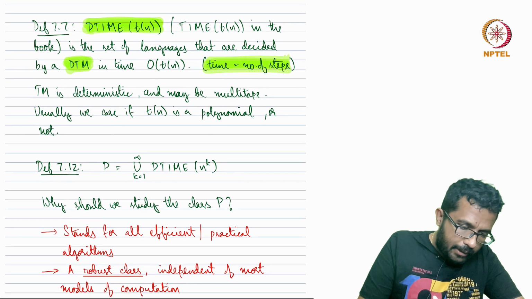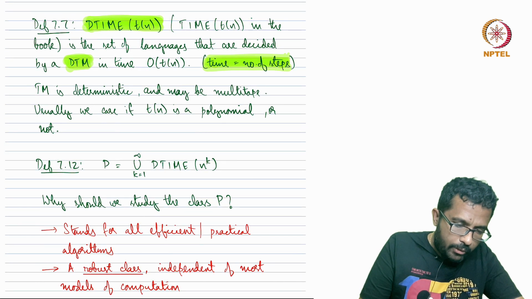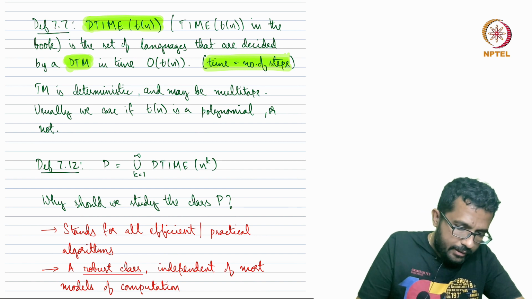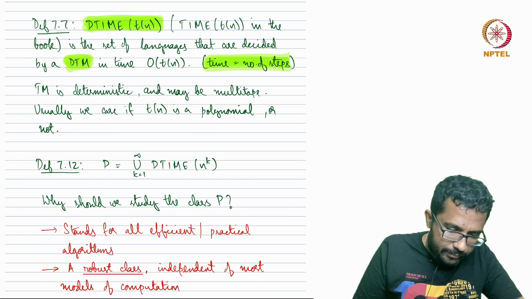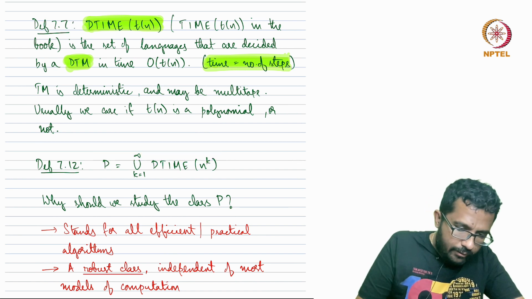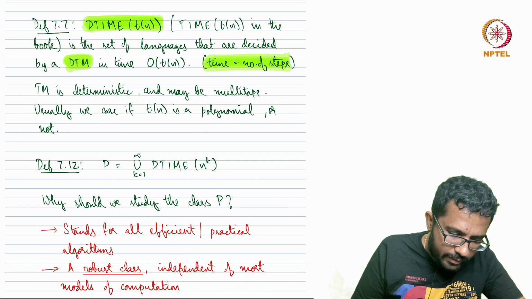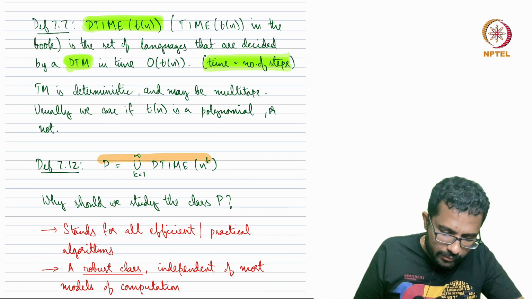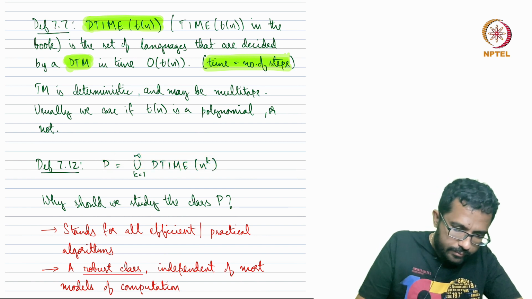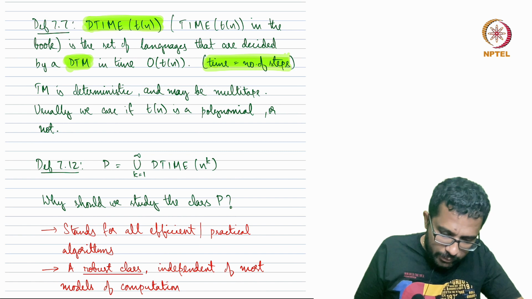And now we come to one of the most important definitions in this... okay, this is too dark. One of the most important definitions, which is that of P, okay? Even this is too dark. So we'll just switch back to the old color.